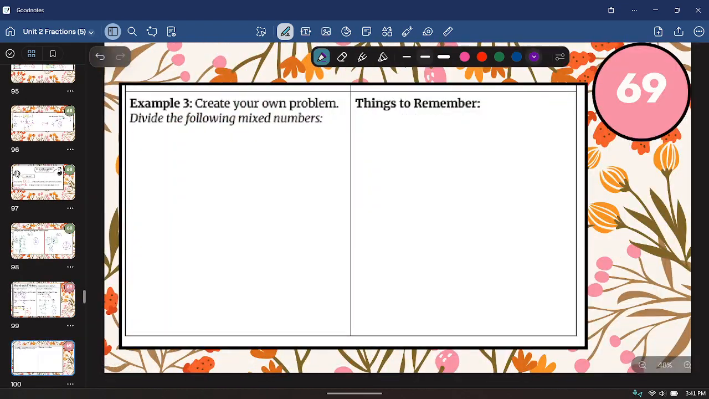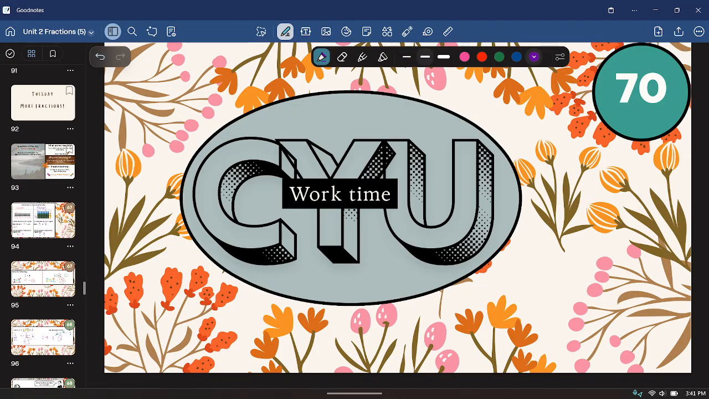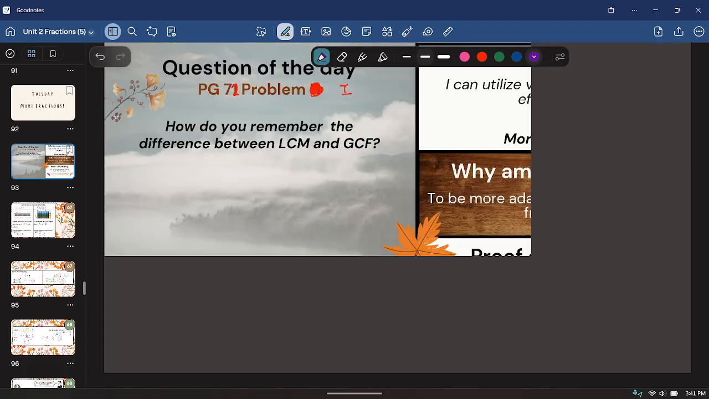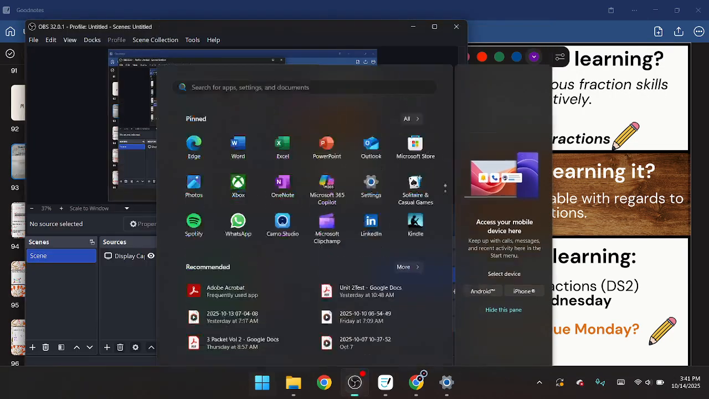All right, so now work on your CYU. This was the last set of notes before the unit test. Hopefully you're feeling pretty good about it. Remember, there's a booklet that you can look at for review.